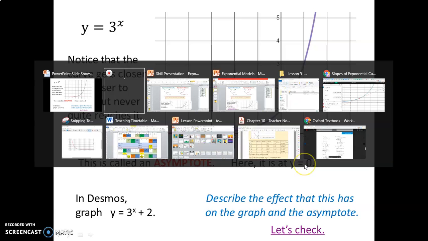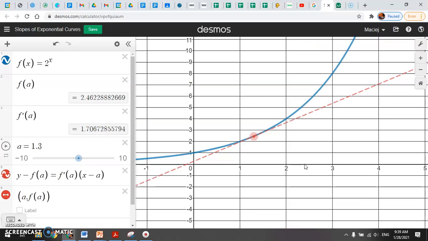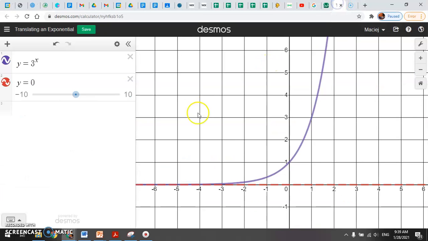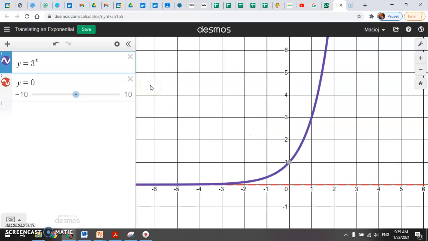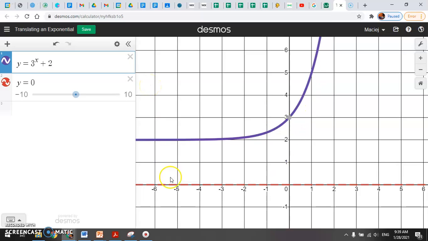So let me recap what happens. This is important for you to know. Let's take a look together. So I'm going to go in here. Here is that graph we just saw. Now I'm going to change it and put plus 2 here. What happened to my curve? It was here before, and now when I put plus 2, oh, it looks like it just basically went up. The whole curve went up.